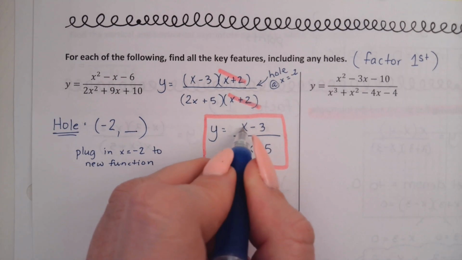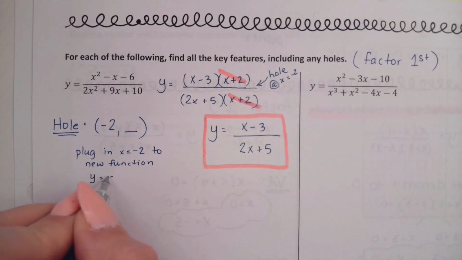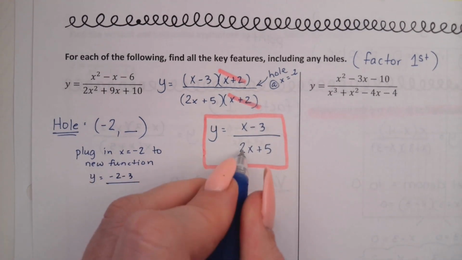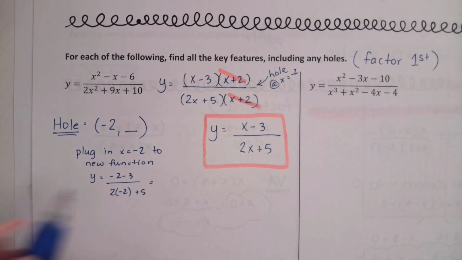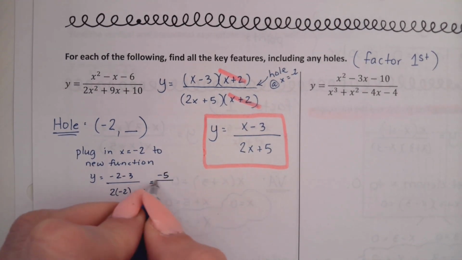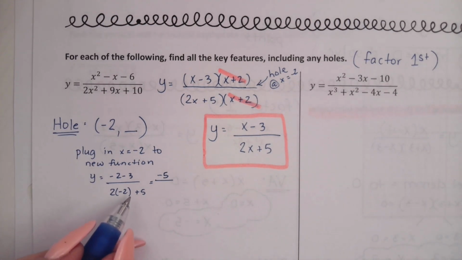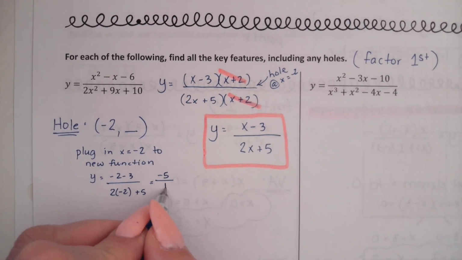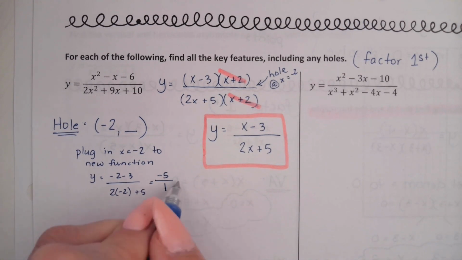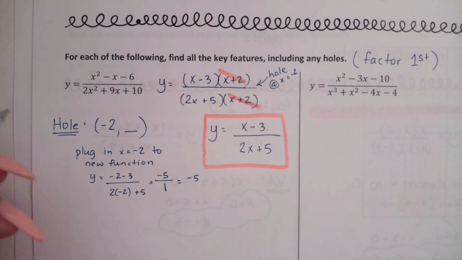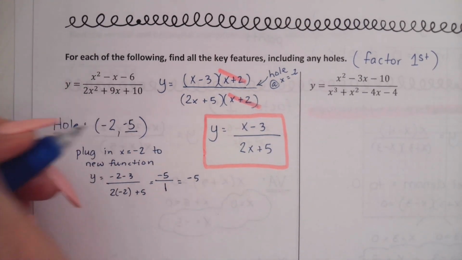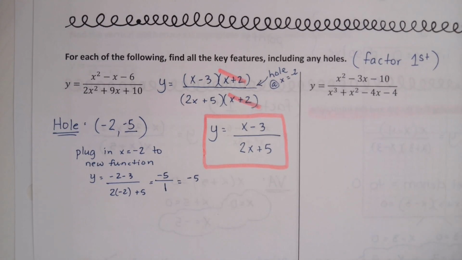So I'm going to have, let's see, -2 subtract 3 on the top. And on the bottom, we'll have 2 times -2 plus 5. So the numerator is going to simplify to -5. The denominator is going to simplify to -4 plus 5, which is 1. So -5 over 1. Is that what y'all got? Yeah. Okay. -5 over 1 would be -5, so I have a hole at -2, -5. If you were to graph that, you would just graph a little open dot where -2, -5 is.